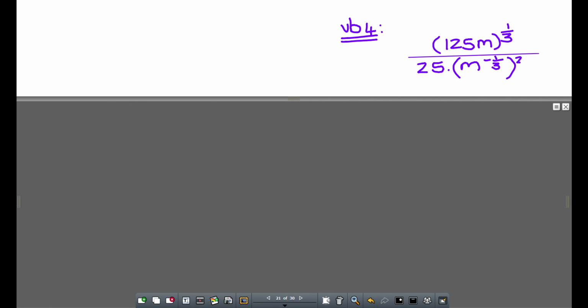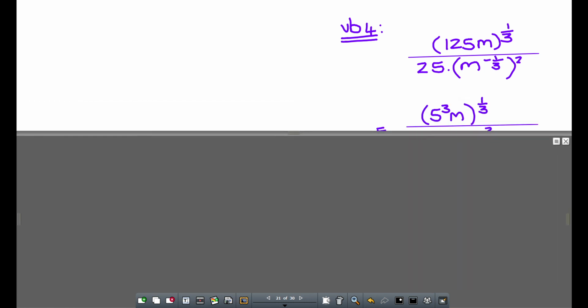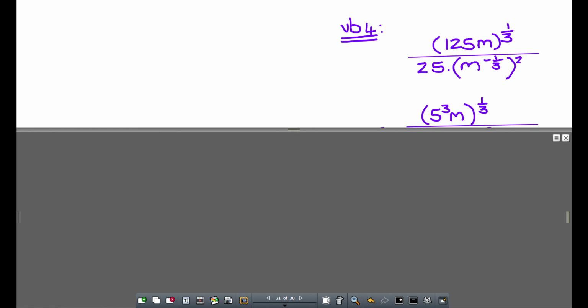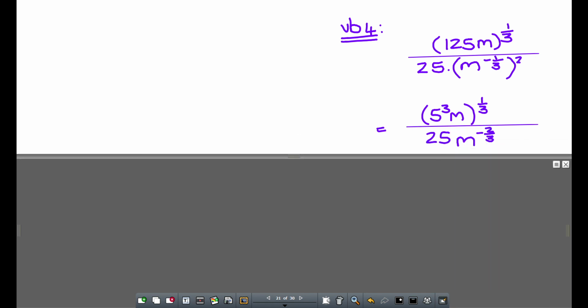Let me quickly work through that one. Let's see. Right, so the top part, I first said the 125 is the same as 5 to the power 3. And then m stays just like that, and then it is to the power of a third. Okay, below I said I am going to multiply those two exponents.